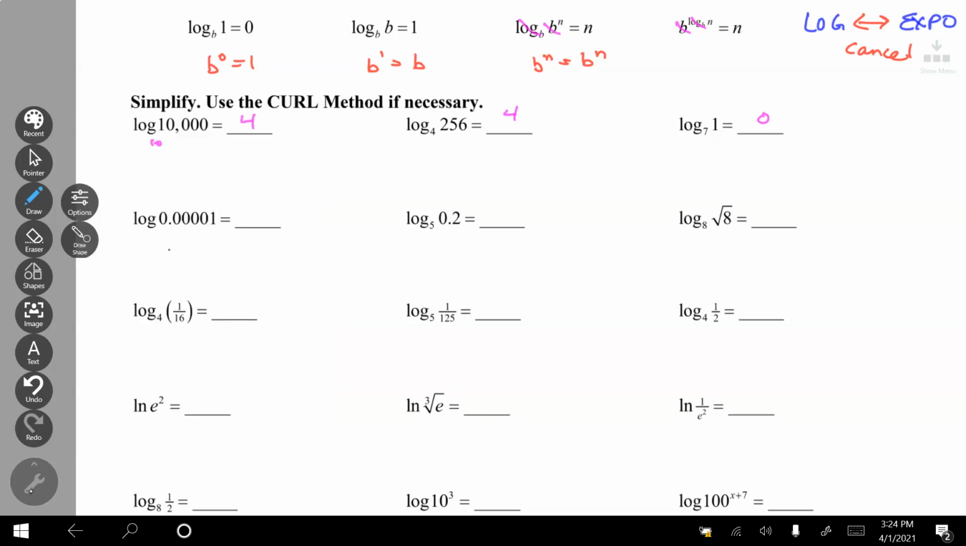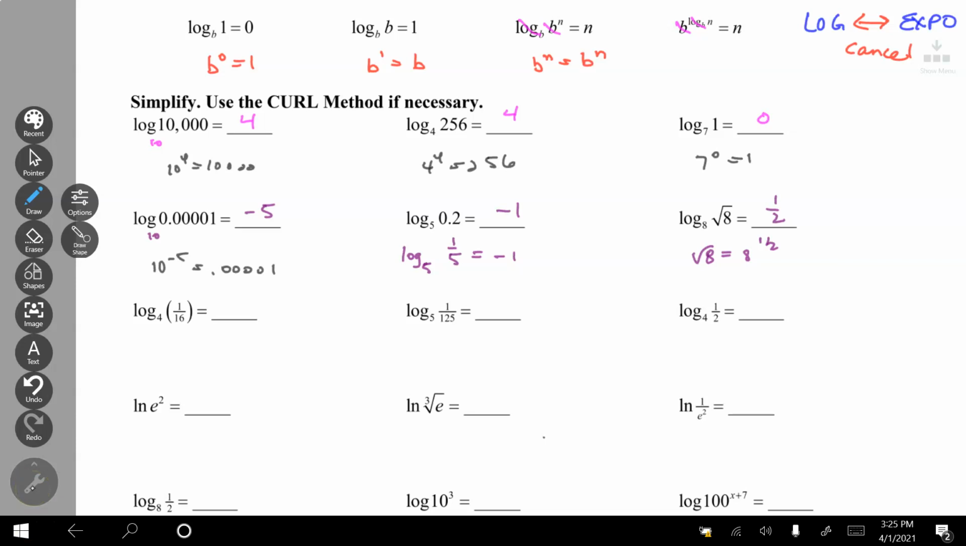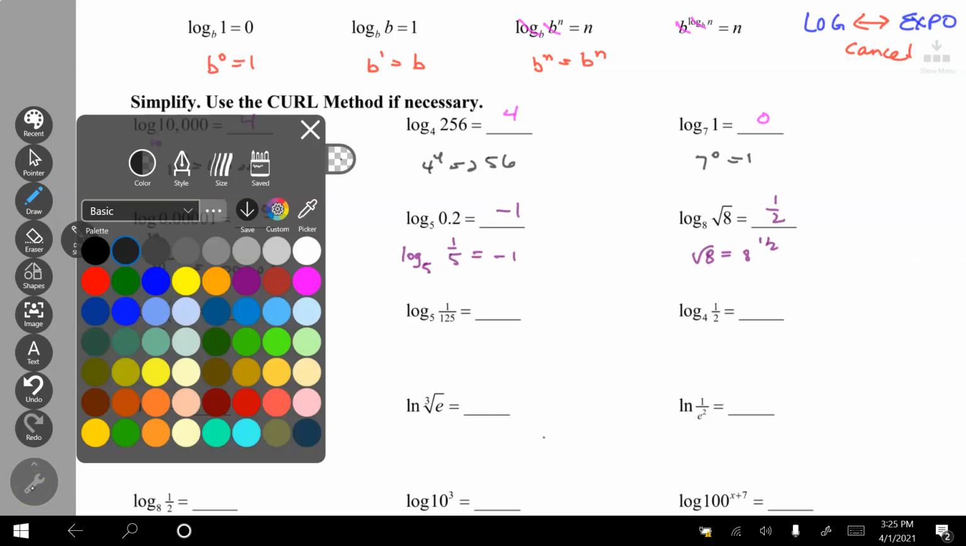This one with all the decimals, this is a little 10 here, so 10 to the negative 5 gives me that. Ooh, I don't like this decimal. Maybe I should rewrite this as log base 5 of 1/5. Oh, 5 raised to the negative 1 gives me 1/5. Oh, for this one, maybe if I did the square root of 8 is 8 to the 1/2. Oh, so this exponent has to be a half. Again, solving for my exponent, here's my base of 4. 4 to the what gives me 1/16?